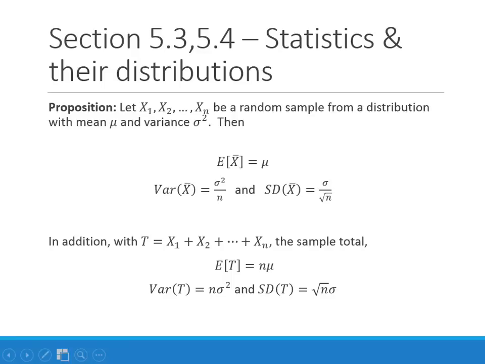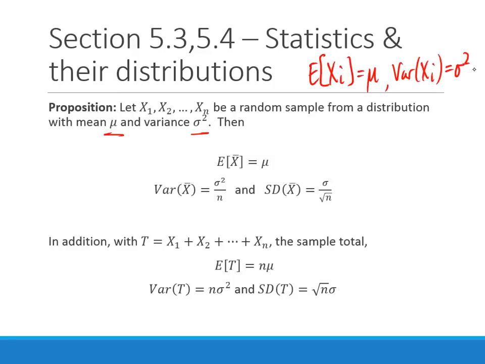So if my x1, x2 up to xn are a random sample from some distribution that has mean mu and variance sigma squared, then the expected value of the xi's, they're all the same, right? They're a random sample, so they all have the same distribution. They all have the same mean, and each one has the same variance, sigma squared. So whatever the distribution is, we can find its mean and variance. Then there are two important properties here.